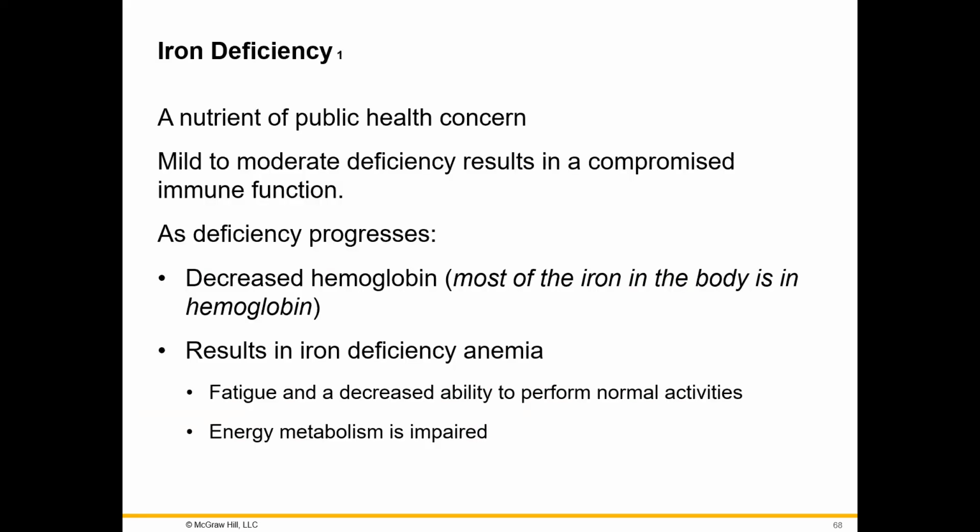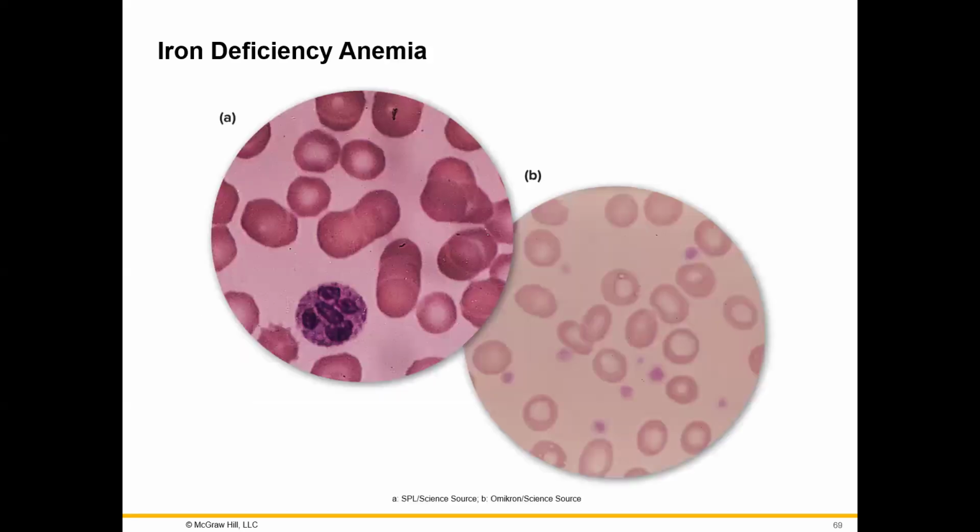Iron is a nutrient of public health concern. Even mild to moderate deficiency in iron can result in a compromised immune system. And as you can see, the progression of iron deficiency can be quite problematic, even leading to iron deficiency anemia. Here you can actually see two blood smears, one of them showing iron deficiency anemia on slide B. You can tell that because the red blood cells are smaller and paler, and that's an indication of iron deficiency anemia.